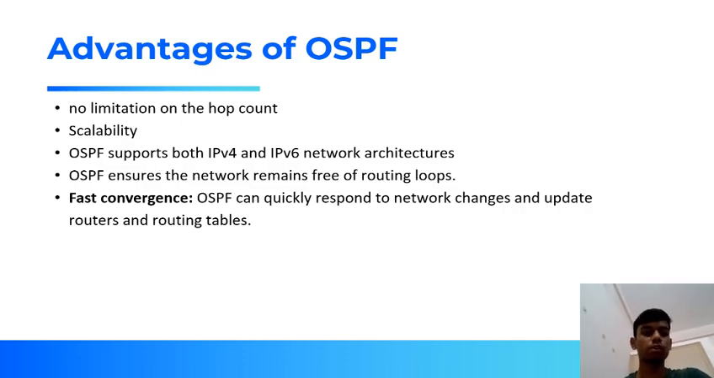Also, OSPF supports both IPv4 and IPv6 network architectures. Including that, OSPF ensures the network remains free of routing loops. Also, the fast convergence of OSPF, which can quickly respond to network changes and update routers and routing tables, sets it apart from RIP and even the BGP protocol. So, in this way, OSPF helps in routing packets from a source to a destination in a network.